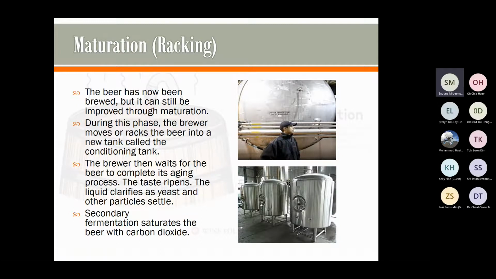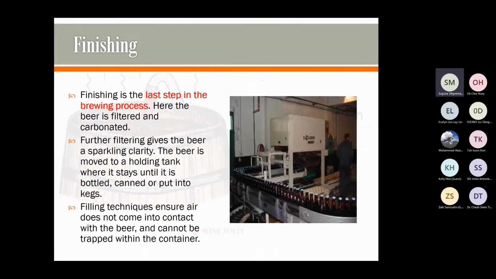In this phase, the brewer racks the beer into a new tank called a conditioning tank, and then waits for the beer to complete its aging process. Only the aging process can give the ripened taste. Finally, yeast and other particles will settle, and secondary fermentation saturates the beer with carbon dioxide. So no wonder we have bubbles in our beer.